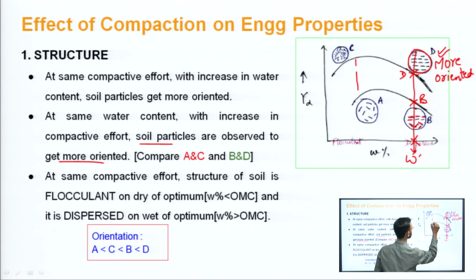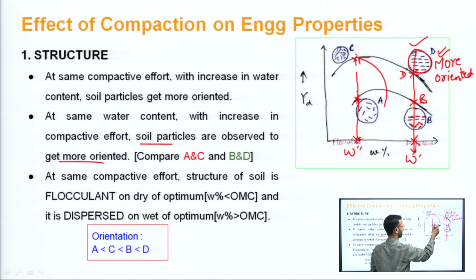Let us say we take this point here and we say this is W double dash, another water content that we are seeing. At this water content, at some amount of compactive effort, this value was there. Now if we increase the compactive effort, the soil particles which were very much less oriented here will tend to get slightly more oriented. They are not getting oriented like the D portion, but they are getting slightly more oriented than that of A.